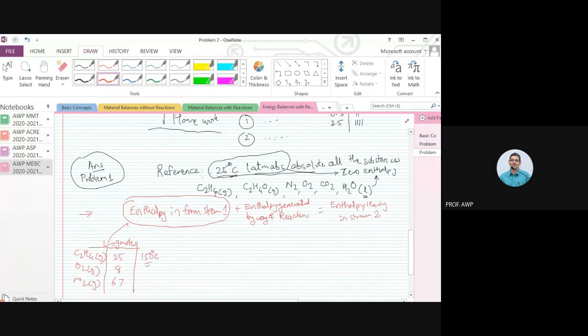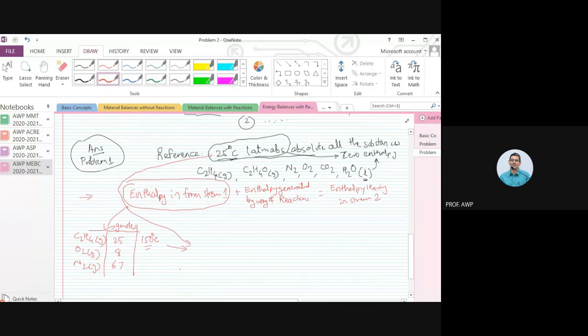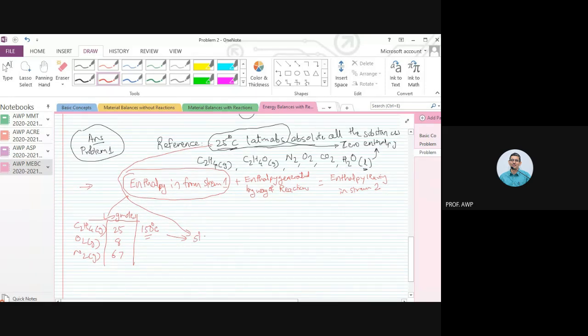So with respect to this reference, the enthalpy of stream 1, we write here, would be moles of ethylene into Cp of ethylene into dT plus moles of oxygen into Cp of oxygen into dT plus moles of nitrogen, Cp of nitrogen, dT. Just to make your life simple, I have given all these Cp's to be the same and ideal gas. So all these Cp's are the same, equal to 7 calories per gram mole Kelvin. So we can simply take them common.